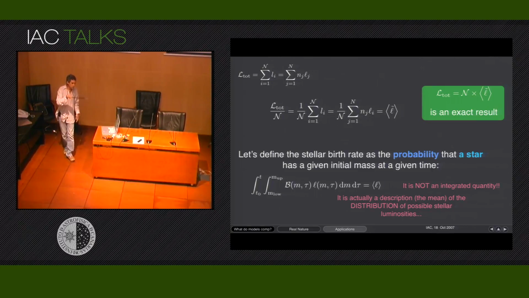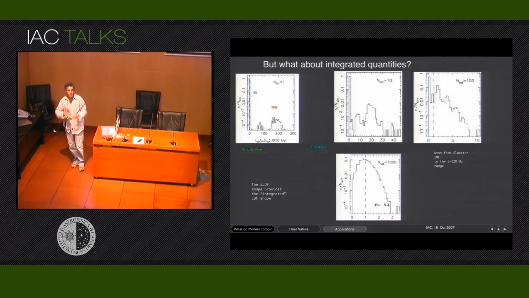Actually, it's a description of the mean of the distribution of possible stellar luminosities. But it's very different to thinking about single stars or the total number of stars. Okay, but we apply it to big systems, to galaxies with a lot of stars. So if you think in this way, you can make, for example, a Monte Carlo simulation that is actually the stellar luminosity function.